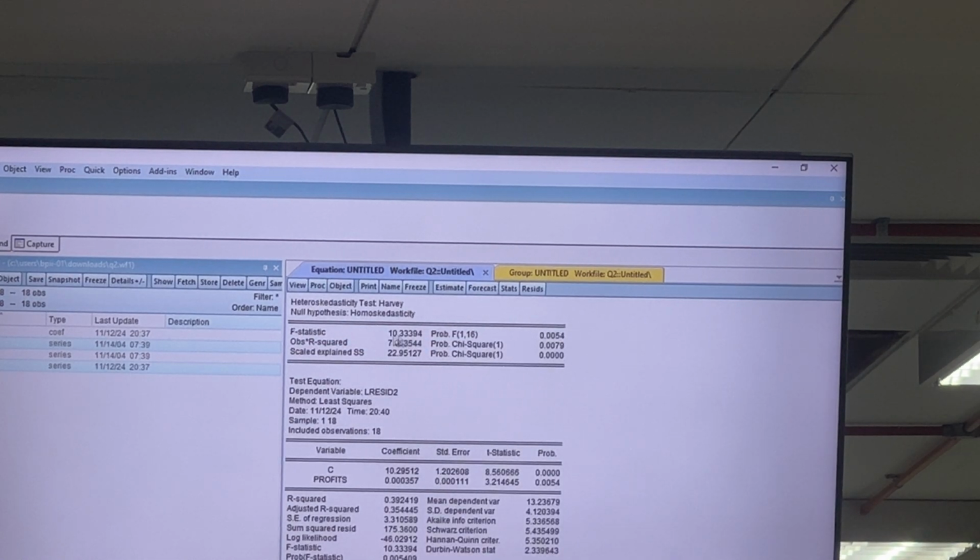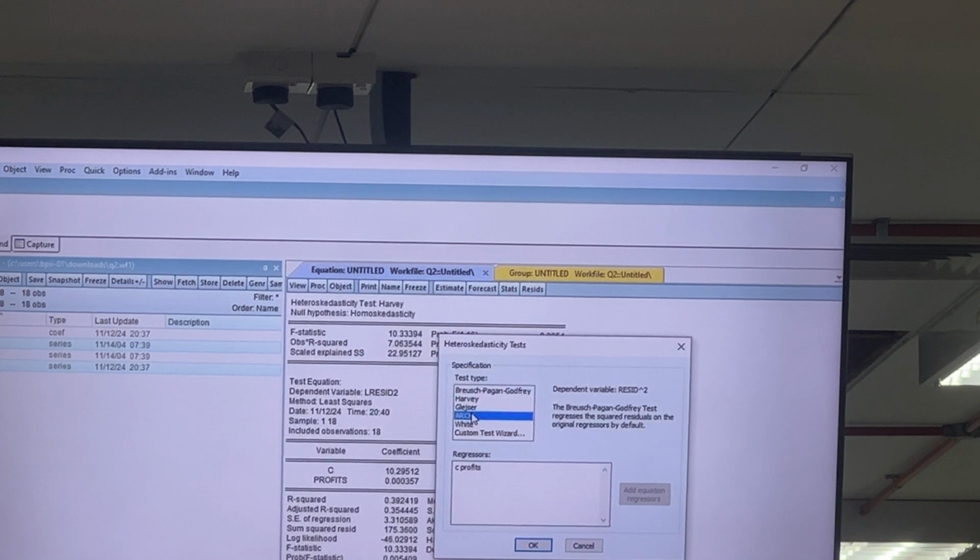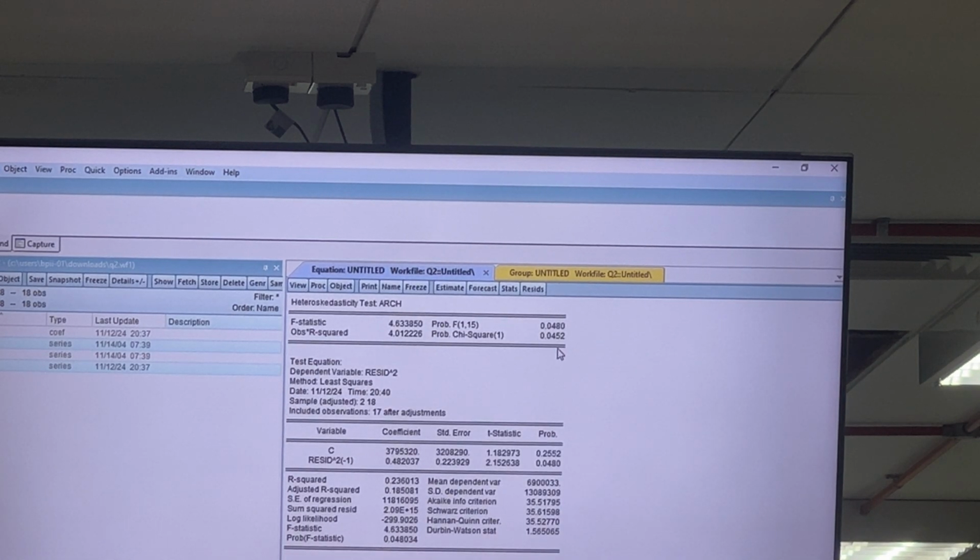Harvey also failed. How about Hodge? Hodge also failed. So you failed all 4. So after you remedy, the good idea is that you test for all. For example, we remedy the problem and we just perform the test using Breusch-Pagan. But it's good that you perform using all the tests.